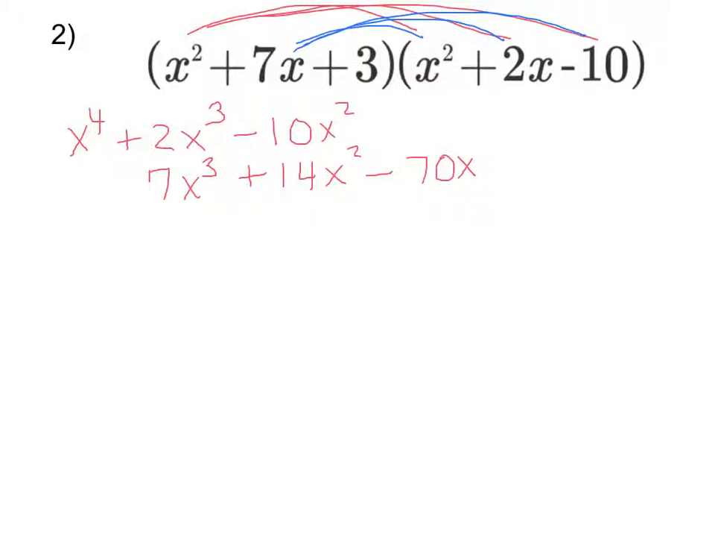Now the 3 gets its chance to multiply each one of the terms in the second quantity. So the 3 times the x squared gives me 3x squared. I might as well line that up underneath the x squared terms. The 3 gets to multiply the 2x, so that's a positive 6x. And then finally the 3 gets multiplied by the negative 10, which produces a negative 30.